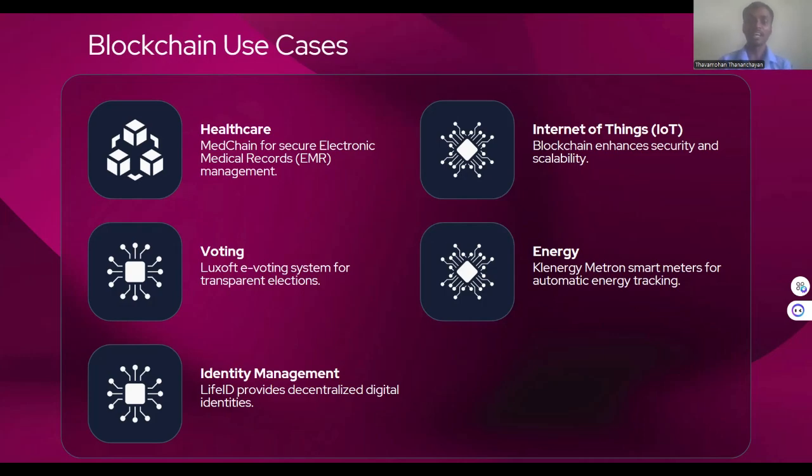When we look at the Internet of Things, security and scalability are major concerns. Blockchain technology offers a reliable solution, securing communication between IoT devices and maintaining data integrity. Finally, in the energy sector, blockchain enables smart solutions like the Clenergy Metro smart meter, which can automatically track energy production and consumption in real time, improving energy efficiency. Let's move on to the next slide.